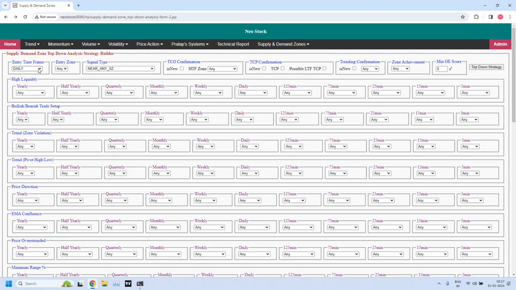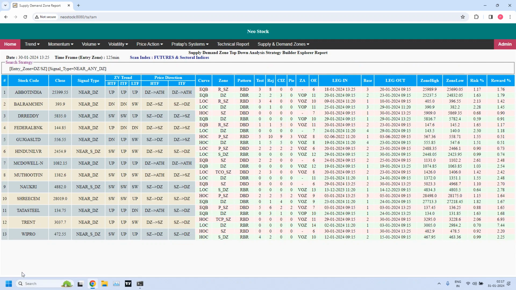Let's go back and change the time frame to 125 minutes. Let us find the stocks near the 125 minutes demand zone. So these 13 stocks are filtered.